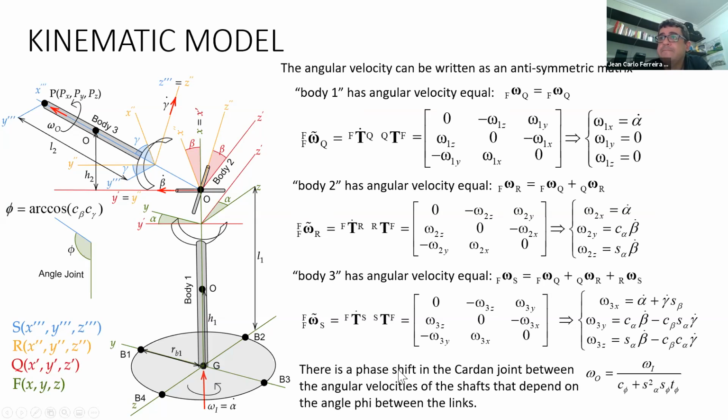There is a phase shift in the Cardan joint between the angular velocities of the shafts. Omega input is different from omega output, and that depends on the angle phi between the links here. We call this angle the joint angle. And then we have this expression of the omega output and omega input.